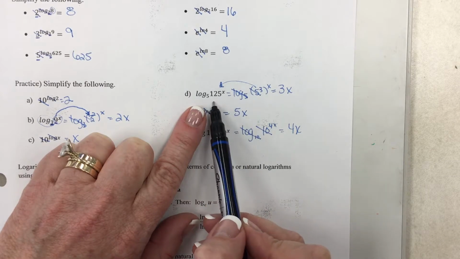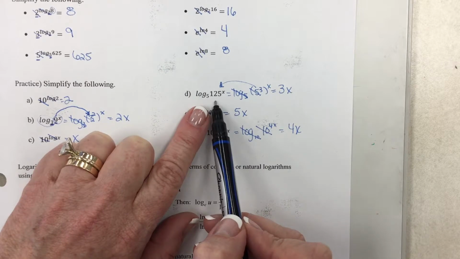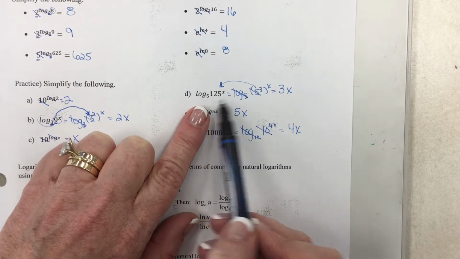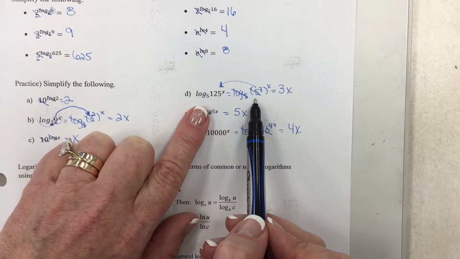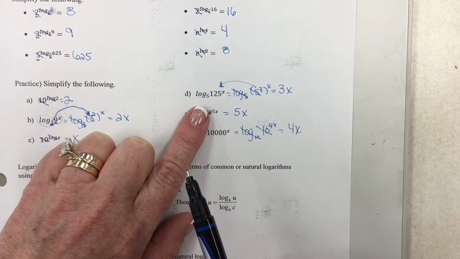And that's what we did on D. The base of the logarithm was 5, but can I take the base of that exponent and rewrite it with the base of 5? I sure can. 5 cubed is the same thing as 125. And then I could cancel.